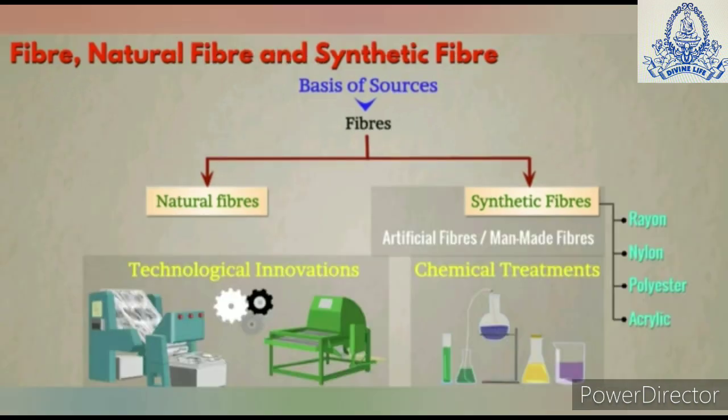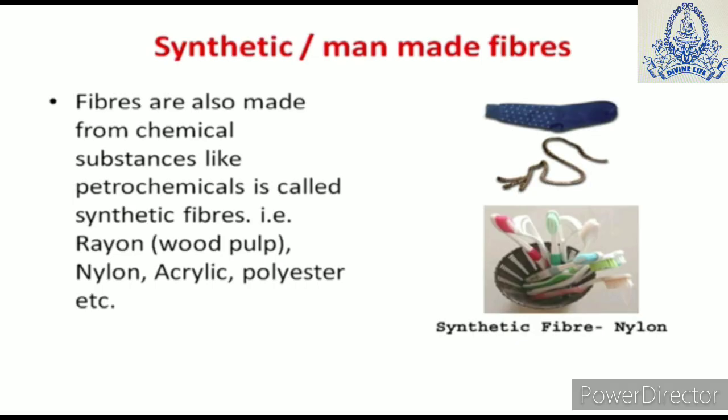Fibers like rayon, nylon, polyester, acrylic, these all are synthetic fibers which are artificially prepared, and so they are called artificial fibers or man-made fibers. These fibers are made from chemical substances like petrochemicals, so they are called synthetic fibers, that is rayon, nylon, acrylic, polyester, etc. Now we will see how we get yarn.